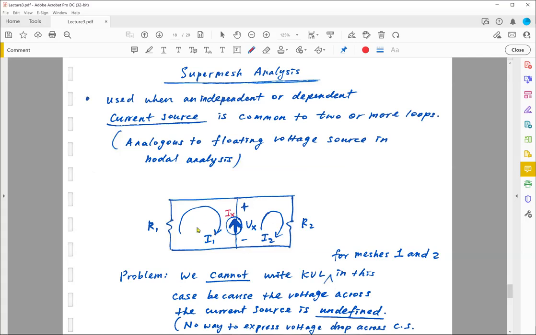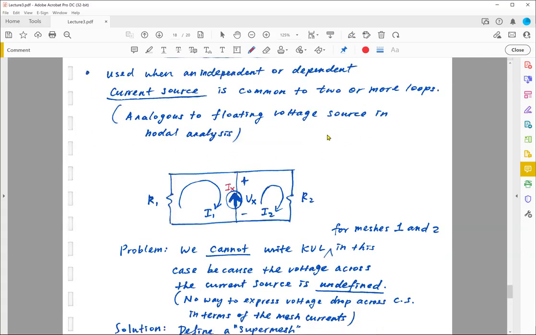But if this voltage across the current source is undefined, then there is no way for you to complete the loop. Okay, so that's basically the underlying problem. So we use super mesh analysis when an independent or dependent current source is common, right? So this current source is common to two or more loops. I'm using two loops as an example, but of course, this guy can be common to more than two loops. So I have two loops here. This guy is sitting right in the middle and is shared by these two loops. And this is analogous to the floating voltage source in nodal analysis.